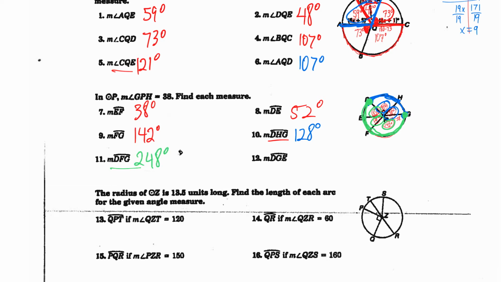Okay, and then DGE. So DGE is nearly the whole circle. It's just without this 52 degrees. So 360 minus that 52, this angle is 308 degrees.